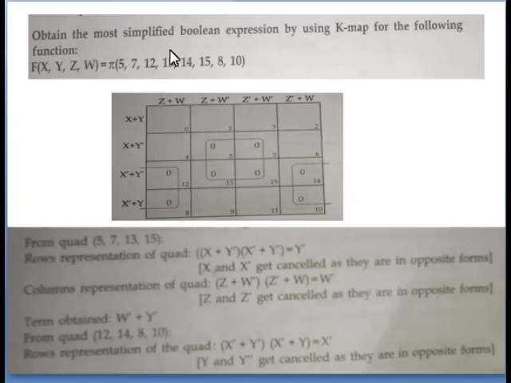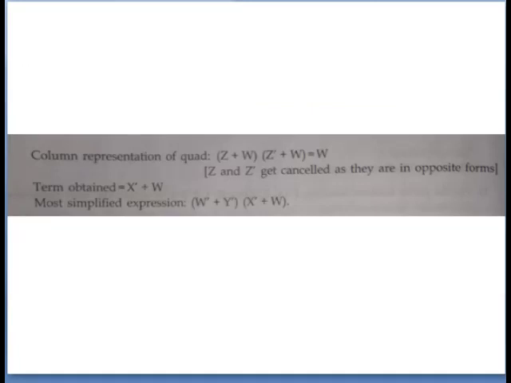Now we go for the grouping. It is very easy. First, in the center one quad is there, and when we roll the map, these two corners join together to make another quad. Then we simplify these quads, and the most simplified expression we get is w dash plus y dash, into x dash plus w.